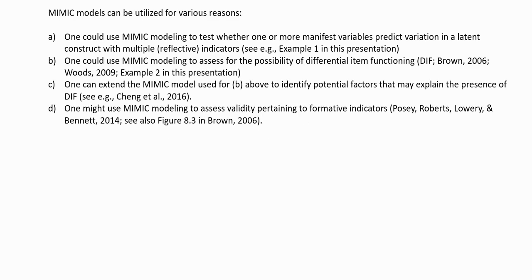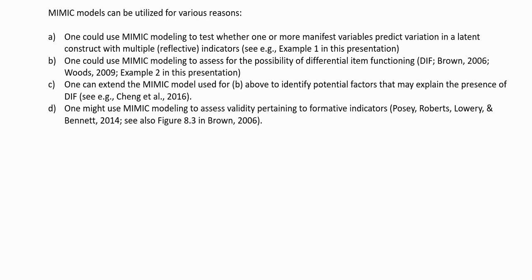Now, before we get started with our demonstration, let's cover just a few reasons why you might consider using a MIMIC model. First off, you might use this type of model to test whether one or more manifest variables predict variation in a latent construct with multiple reflective indicators. And this is actually going to be example 1 in this presentation. Secondly, you could use MIMIC modeling to assess the possibility for differential item functioning, and that will also be an example in this presentation, basically our example 2.